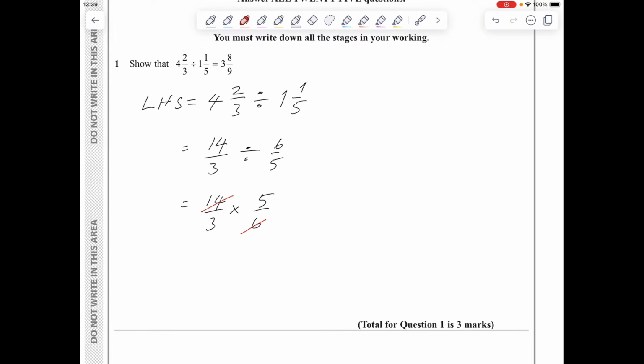The 6 with the 14, both are divided by 2. So I get 35 over 9. This is equal to 3 and 8 over 9, which is equal to the right-hand side.